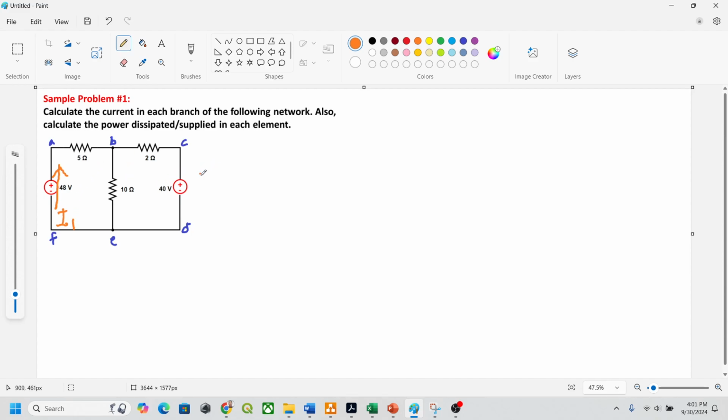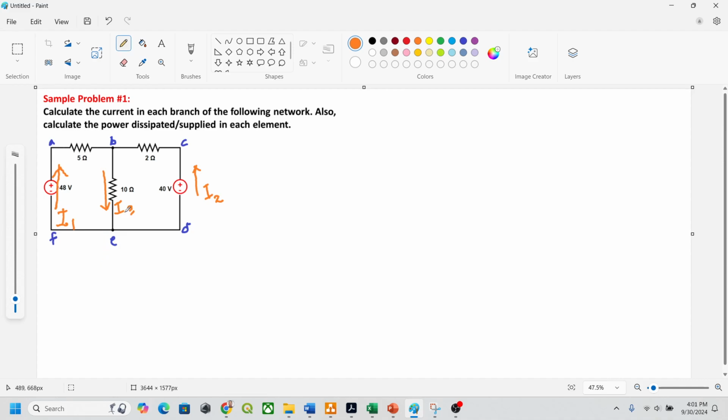Another branch circuit is from this node going to this corner, then up to this node. So this will be another branch circuit, and we will call this I2. Then from this node up to this node is another branch. So we have our third current here, I3. So we have three branch circuits.